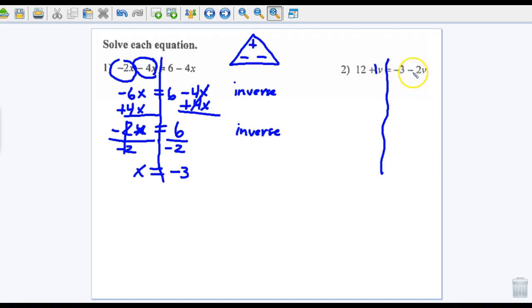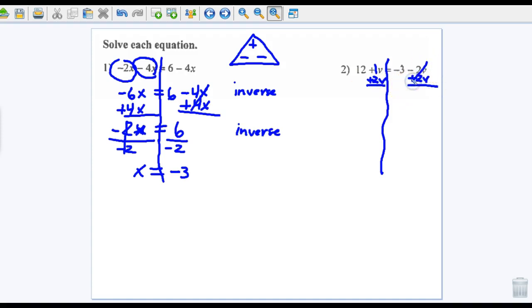So we're going to go ahead and move this -2v first, by using my inverse operation, right? Inverse first. I'm going to say the opposite of -2v is +2v. I'm going to do one step at a time. So I'm going to add 2v over on this side.